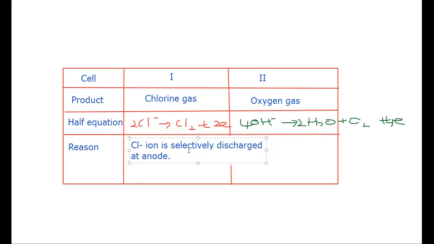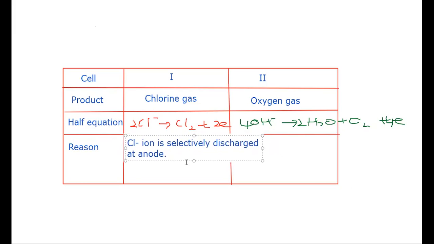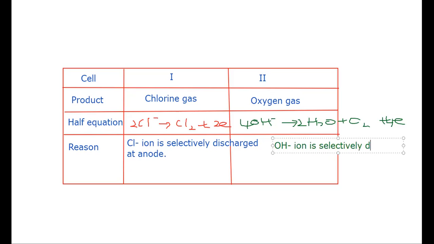Okay, so this is your answer for set 2. Then you are writing the similar thing for set 1. You have already written this. Now for set 2, you can write the similar thing, but this time you are going to tell that the hydroxide ion is selectively discharged at anode. Okay. When you have already written it is selectively discharged at anode, we are going to tell why.